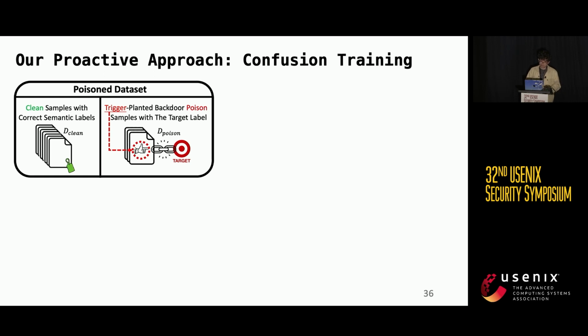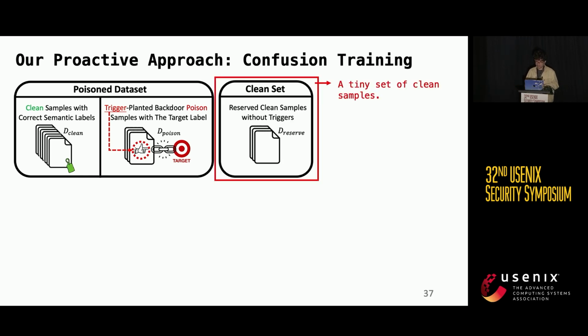In our work, we propose a concrete illustration of this mindset. We call it confusion training. Let's say we start from a poison dataset. It contains the clean samples with the correct semantic label. We also have the trigger applied to the backdoor poison sample with a target label. We assume we have a very tiny set of clean samples. This tiny set is very small compared with the poison dataset. You can collect them manually. Maybe you can even take pictures with your own cameras. You may also use some algorithm, like just now Ethan introduced their meta-save algorithm, to save out some clean samples for this purpose.